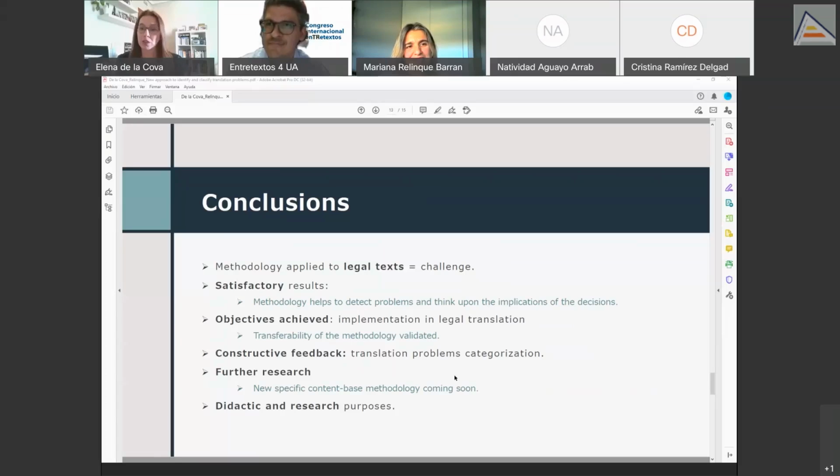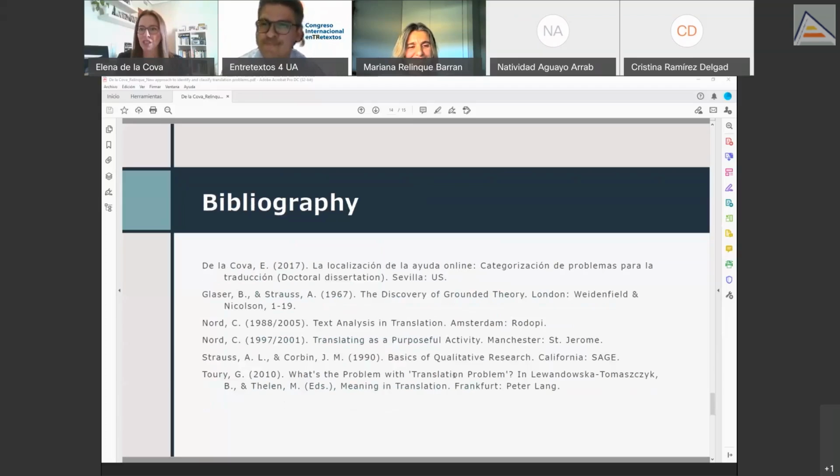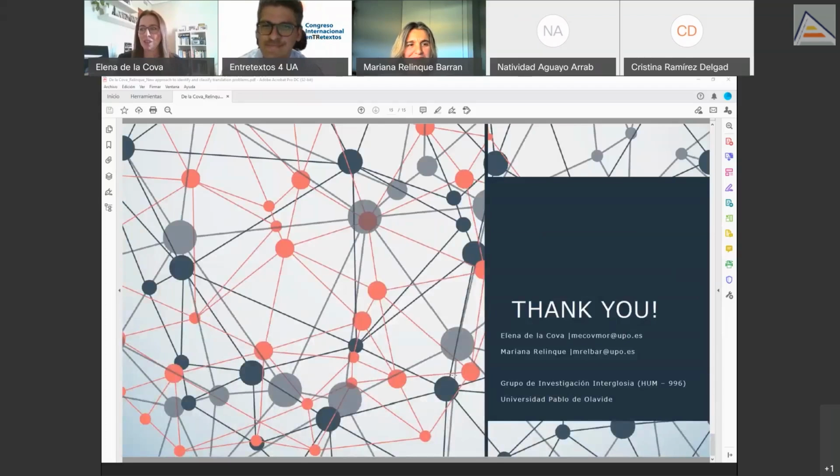It elaborates on the translation problem notion, and it proposes a new approach for systematic identification of translation problems for a better problem solving or decision making strategy. So we think it will have some didactic and research use hopefully in the future. So that's all for us. Thank you so much for the attention, and we are happy to answer any questions if there are any.